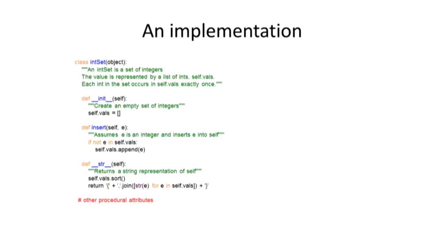So I'm defining a class. I'm going to give it the name intSet. It's a set of integers. Again, I need to know what it inherits from, and it's just going to be object. There's nothing special here, so it gets the basic methods of any object within Python.